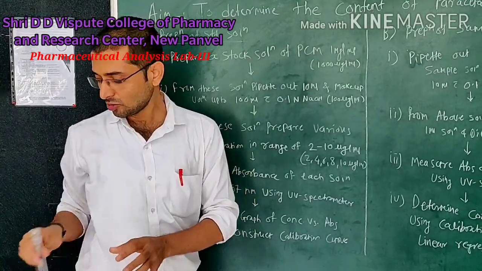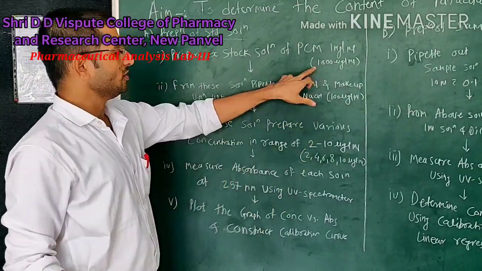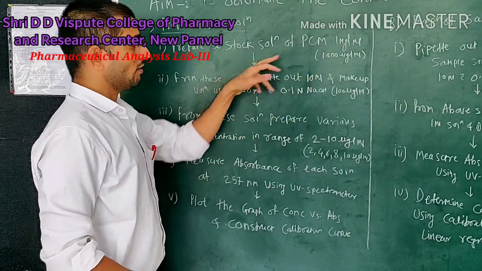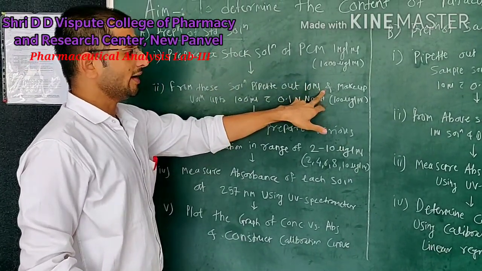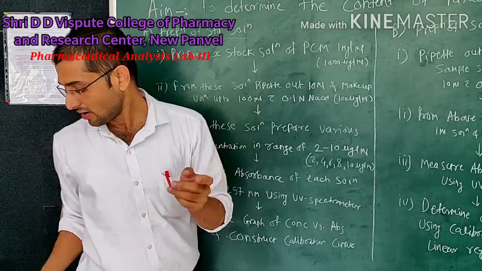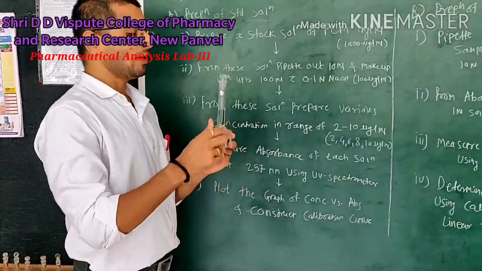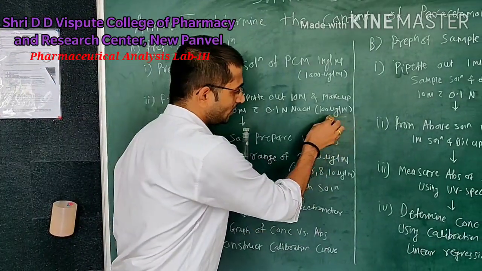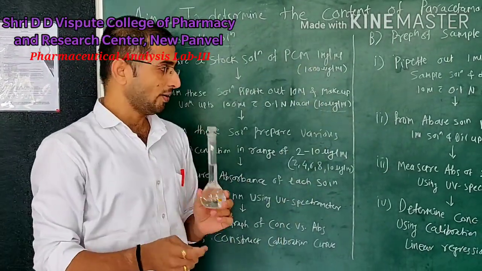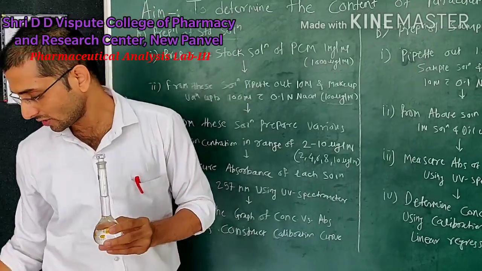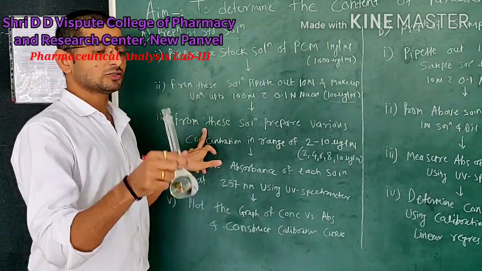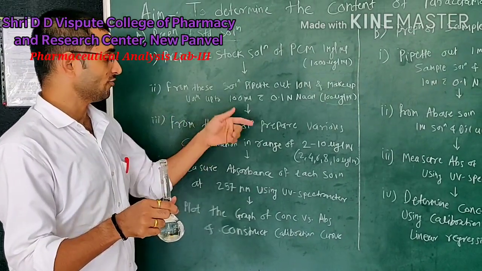This is your first solution, 1 mg per ml, having the concentration 1000 microgram per ml. From this solution, pipette out 10 ml and make up the volume up to 100 ml with 0.1 normal NaOH. So the concentration becomes 100 microgram per ml. This is the stock solution, generally used for further dilution.